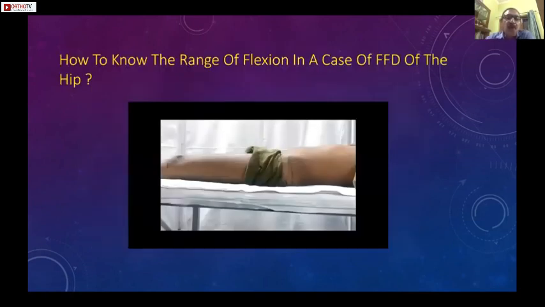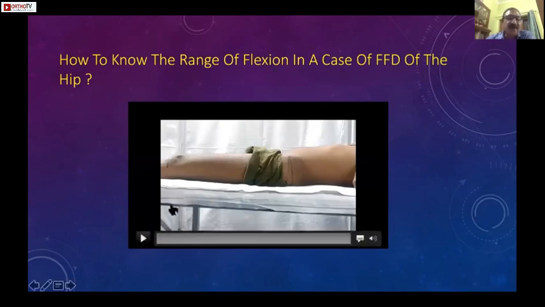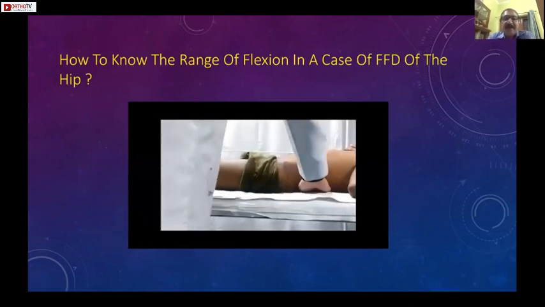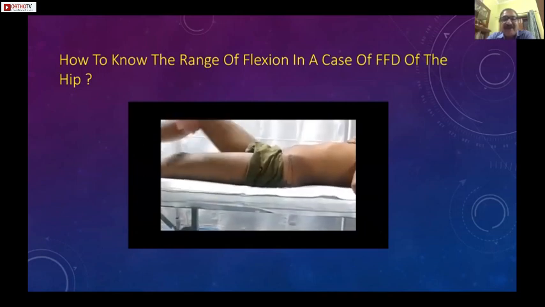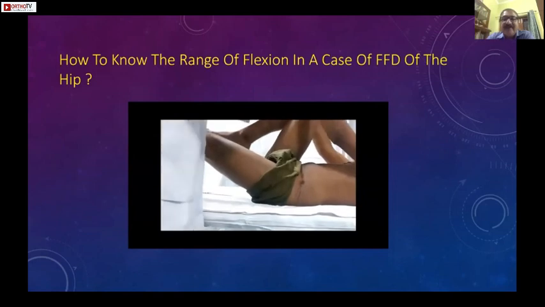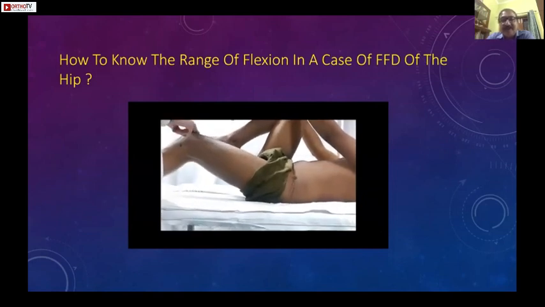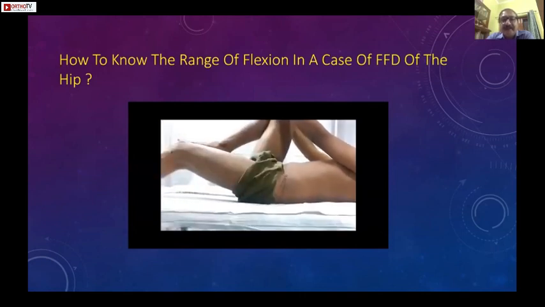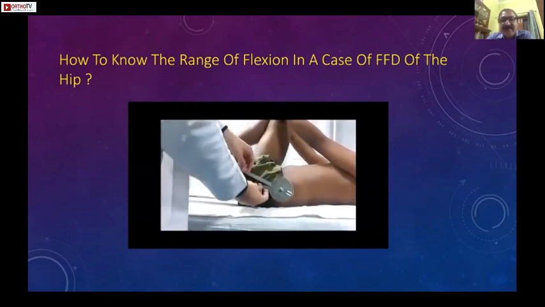Now, if you want to know what is the range of flexion in a case of fixed flexion deformity, basically, is there any flexion possible after fixed flexion deformity or not, then this is a method to do this. Please see it carefully. First, the Thomas test is done in the same manner which I have shown to you. The normal hip is flexed. The flexion deformity becomes obvious. Just press to counter for any increased flexion deformity. Measure the flexion deformity.